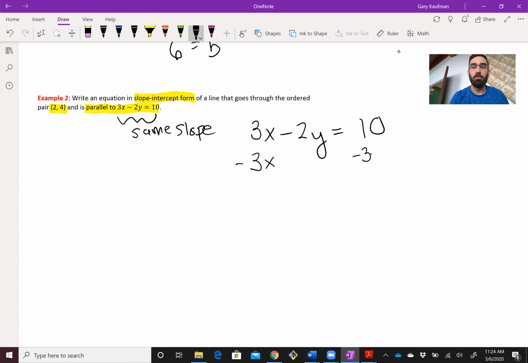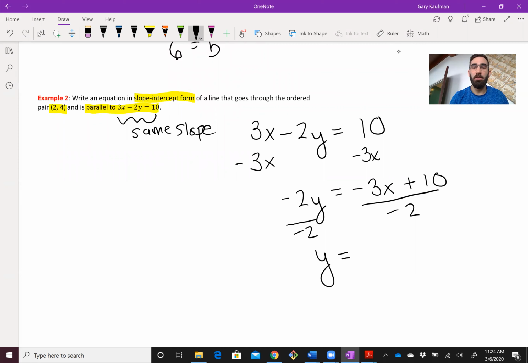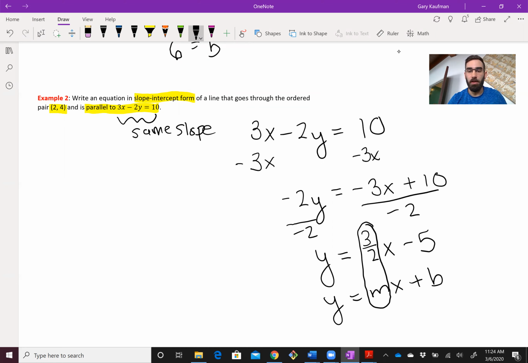I'm going to bring this 3x to the other side. I now have -2y, don't forget that negative, equals -3x plus 10. I'm going to divide the whole thing by -2, and I get y equals, well, -3 over -2, that's 3/2 x. 10 divided by -2, that's -5. I'm now in slope-intercept form. So whereas before it meant nothing, I now know that my slope is 3/2. And since I'm parallel, I have the same slope.